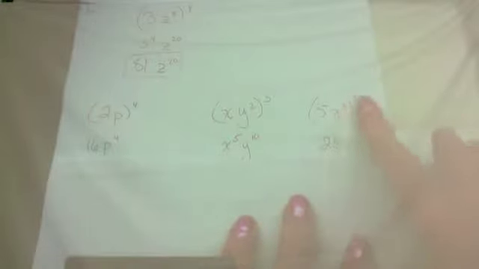And then our last one here is 5x to the third raised to the second. 5 squared is 25, and x to the third raised to the second is 2 times 3, so x to the 6th. All right, so hopefully everyone remembers doing that, and that was just a quick review. Let's go on to example 2. This is where we have some negatives.